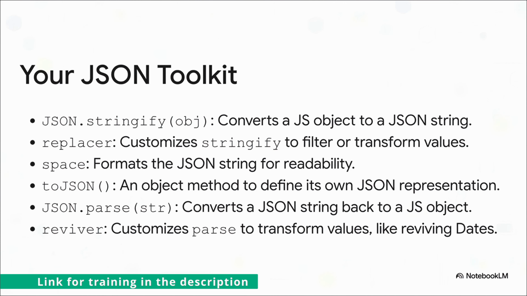You've got the replacer argument to customize what gets included. You've got the space argument to make it all look pretty. We also briefly mentioned the toJSON method, which lets an object define its own serialization. Then, coming back the other way, you have JSON.parse to turn that string back into an object. And the secret weapon there is the reviver, which lets you transform values and bring things like date objects back from the dead. That's the whole shebang.